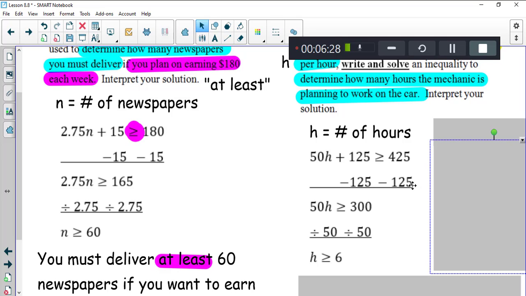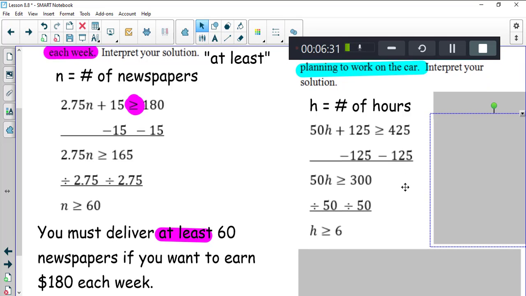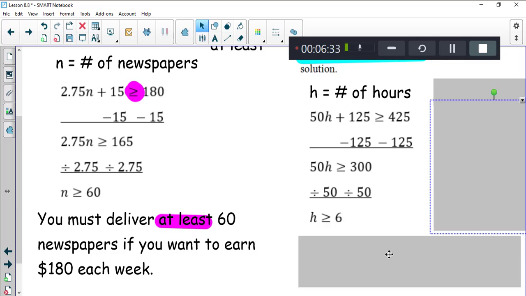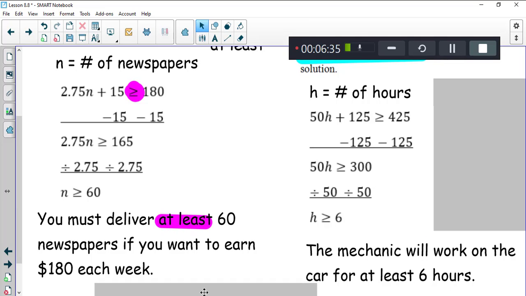And let's interpret our solution. Remember, H represents the number of hours. So H is greater than or equal to 6 means that the mechanic will work on the car for at least 6 hours.